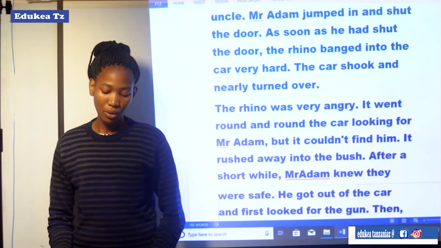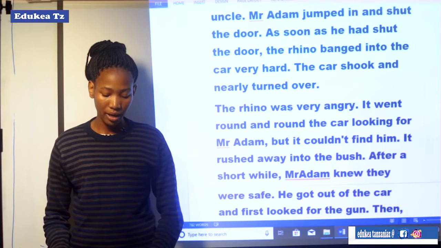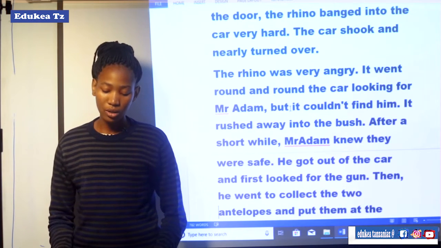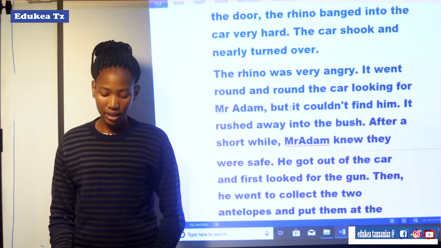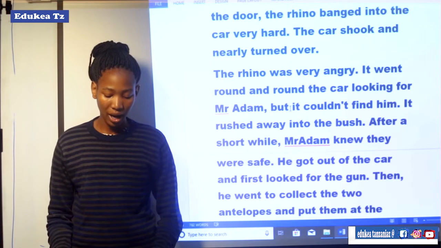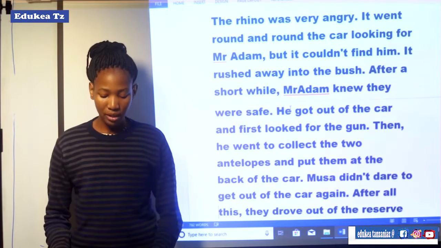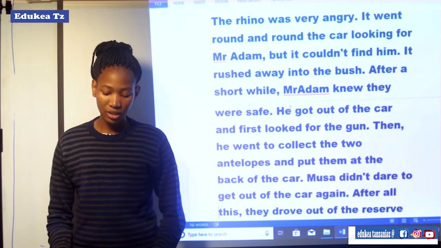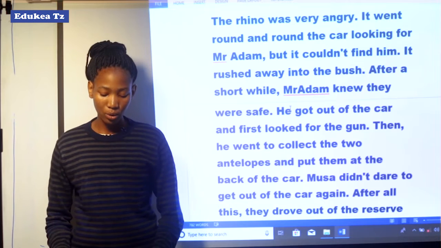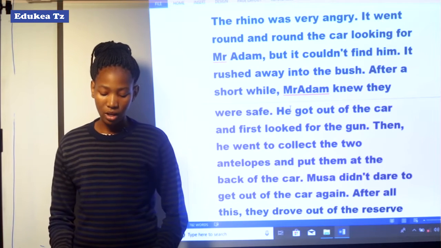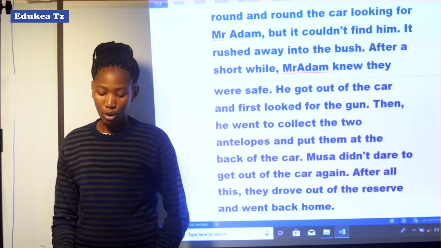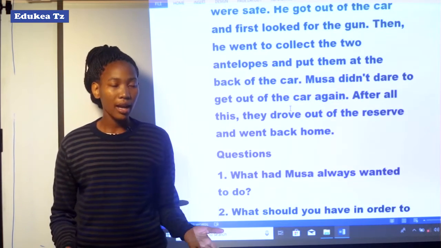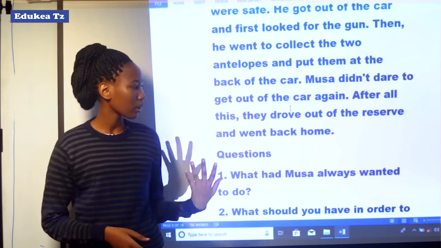After a short while, Mr. Adam knew they were safe. He got out of the car and first looked for the gun. Then he went to collect the two antelopes and put them at the back of the car. Musa did not care to get out of the car again. After all this, they drove out of the reserve and went back home. Here is the end of the story.